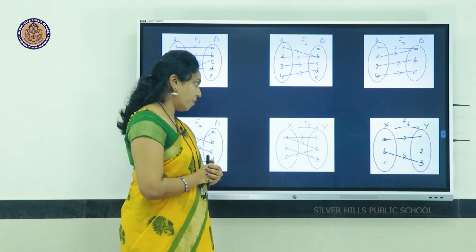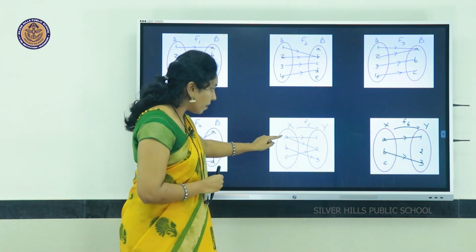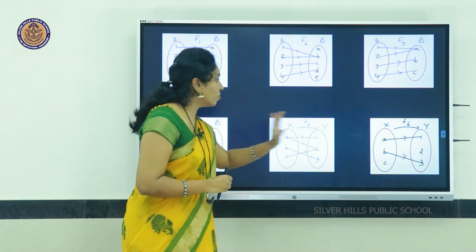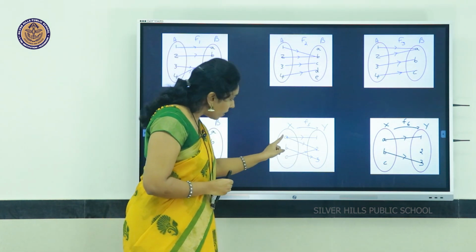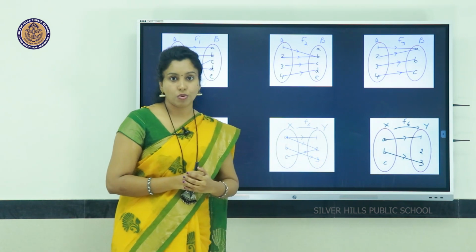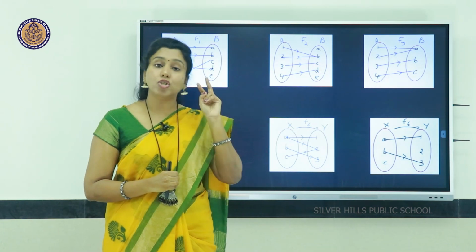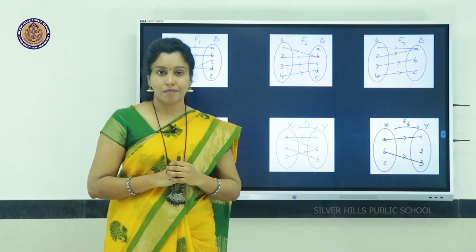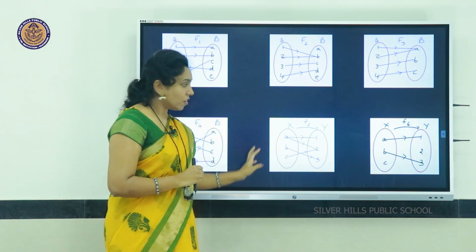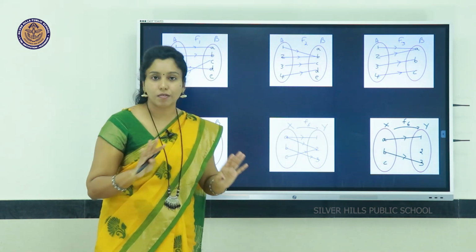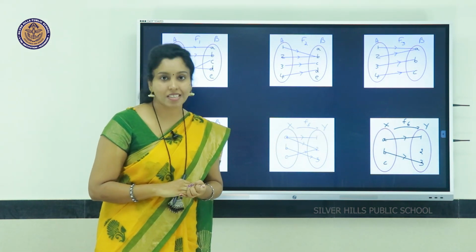Now, coming to F5. Look at the first set. Look at the element A. Here I can see A goes to 1, that is, an arrow comes from A to the member 1. Same way an arrow comes from A to 2. So, that means A goes to 2 members. A has 2 images, which contradicts the fact that f is a function. So, this relation F5 is not a function because every element in the first set does not have a unique image in the second set.